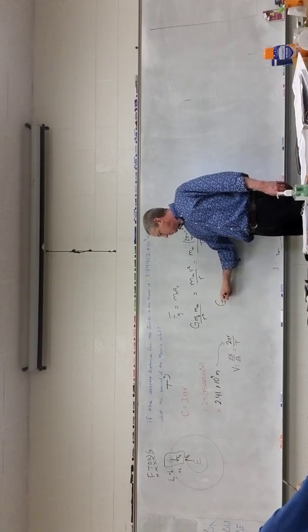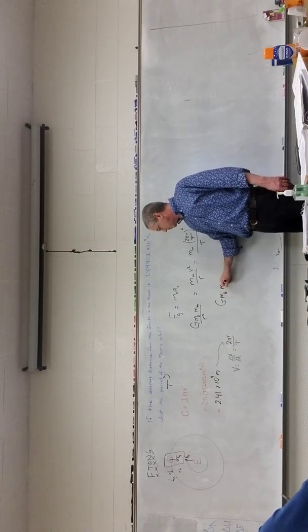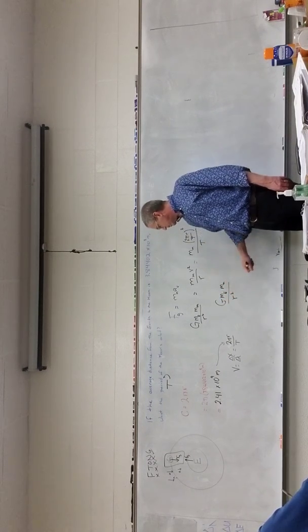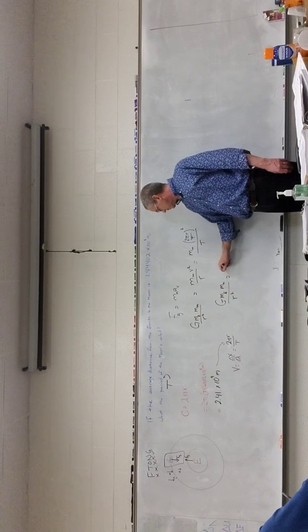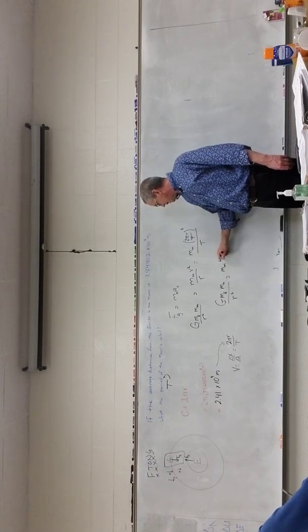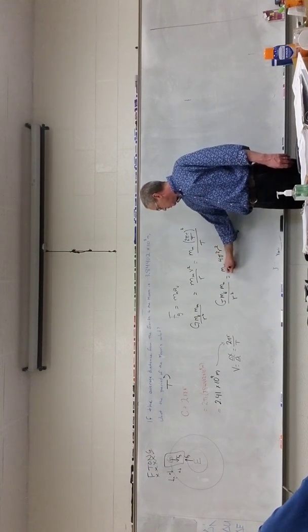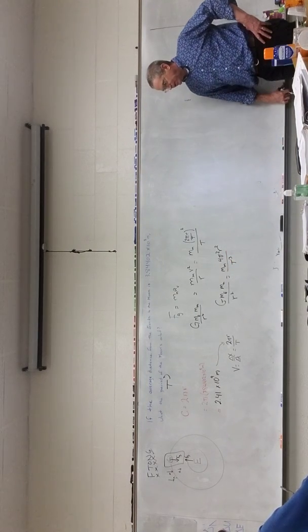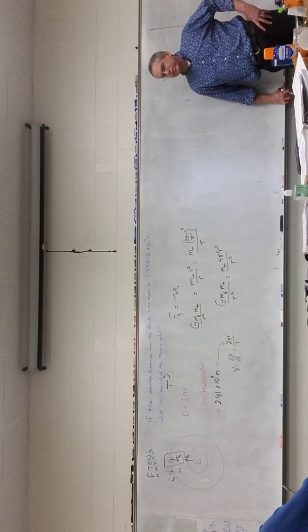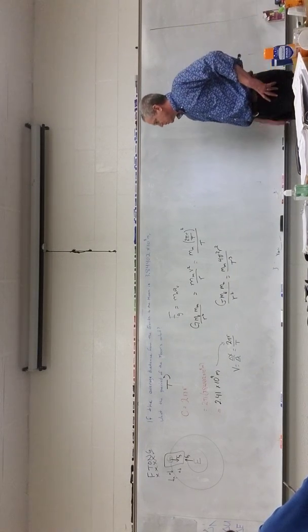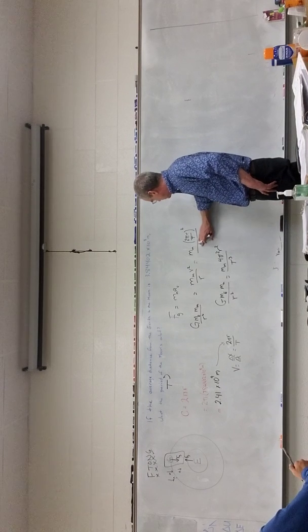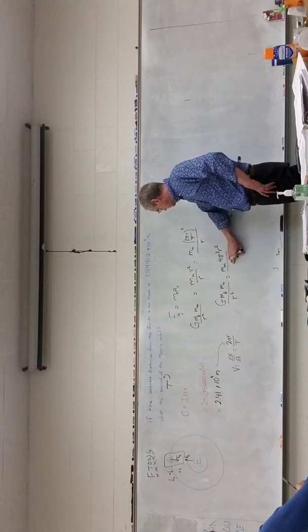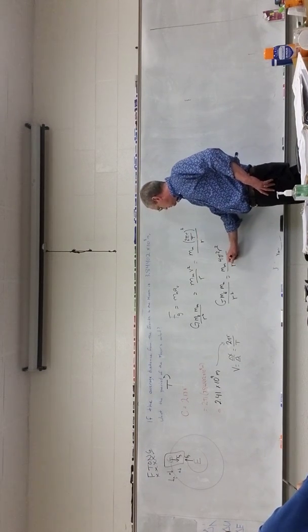So G, mass of the Earth, mass of the moon, over the orbital radius squared equals mass of the moon times 4 pi squared r squared over T squared, over r. And we're solving for T. Oops, messed up there. That's an r right there. That's my mistake.